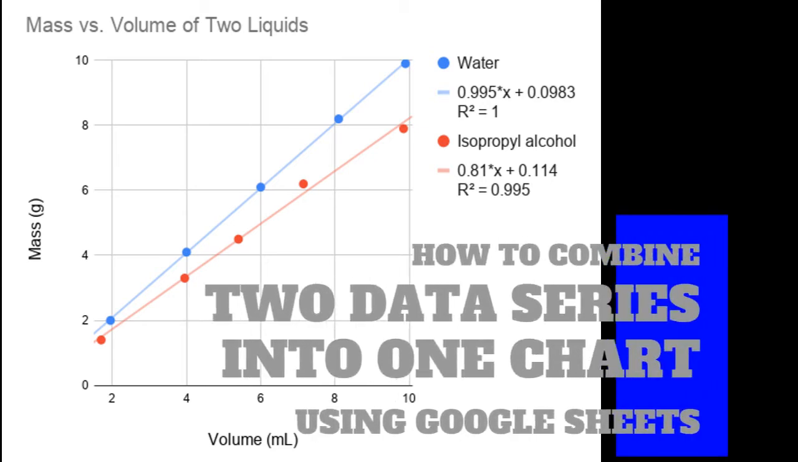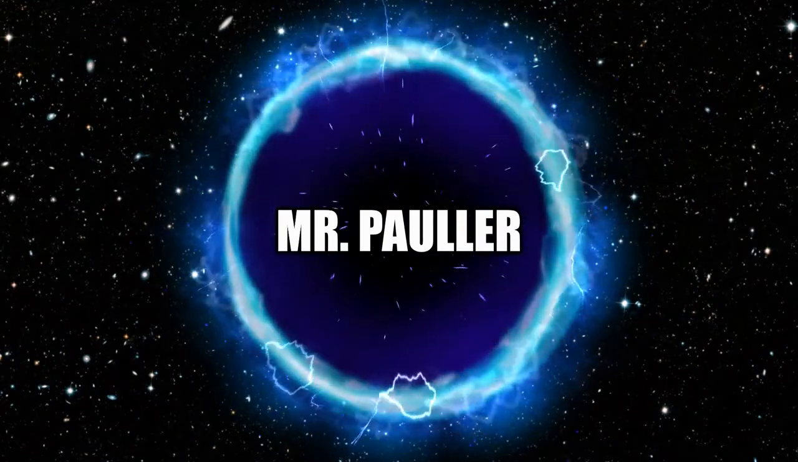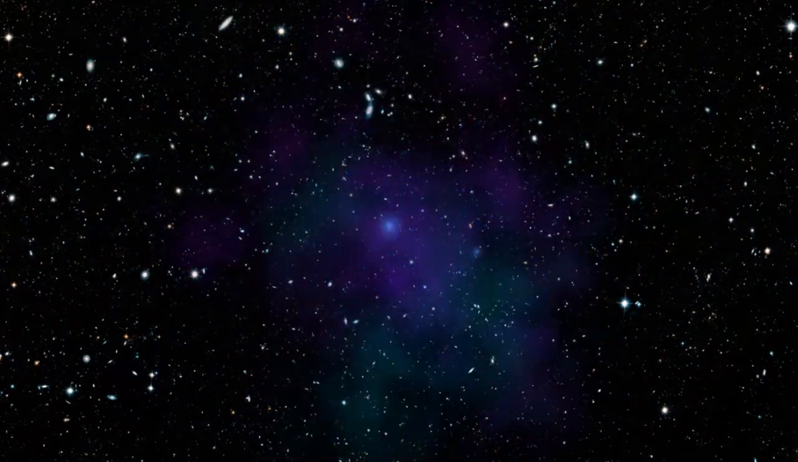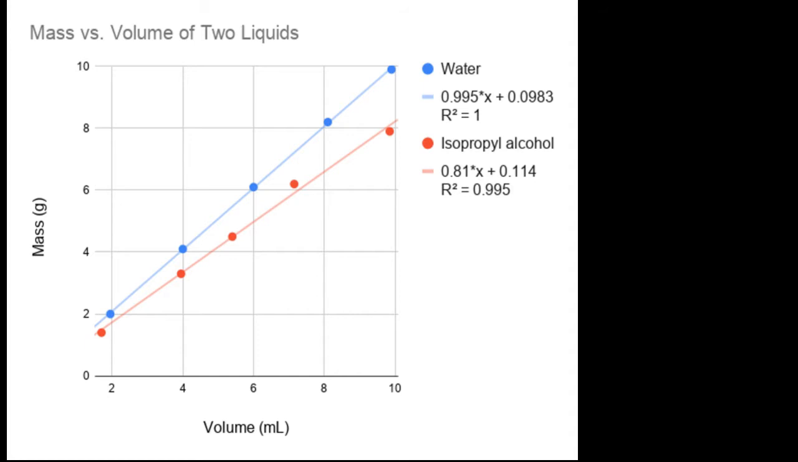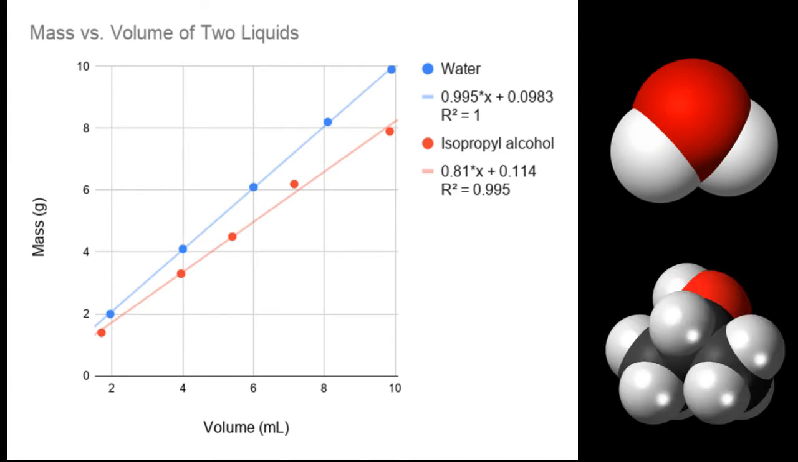In this video, I'm going to show you how to combine two series of data into a single chart using Google Sheets, and I'll also show you how to run linear regression analysis for both of the data series. The graph I'm going to show you how to create is an experiment to determine the density of two different liquids, water and isopropyl alcohol.